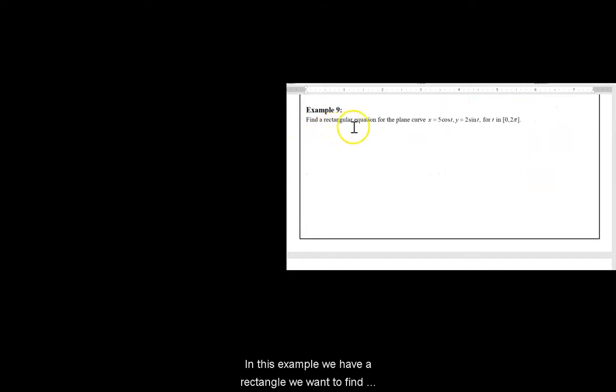In this example, we want to find a rectangular equation for the plane curve, which is given here in parametric form. X as a function of t is 5 cosine of t. Y as a function of t is 2 sine t. T takes on the values between 0 and 2 pi. Since these involve trig functions, what we're going to do instead of solving for t, which would involve arc sine or arc cosine, is instead isolate the trig functions sine t and cosine t.